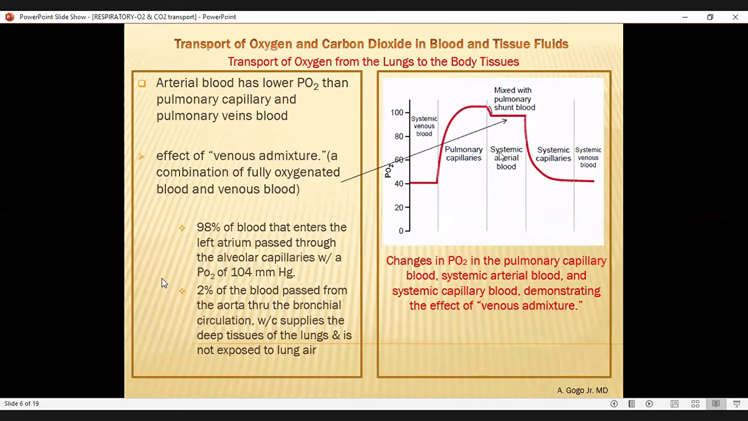There is an admixture. And so when it reaches the systemic capillaries, the amount of oxygen will be lowered because it is being distributed towards the cells. And so now the level slowly goes down until it reaches back to your 40 millimeters of mercury PO2. That is the journey of your oxygen.